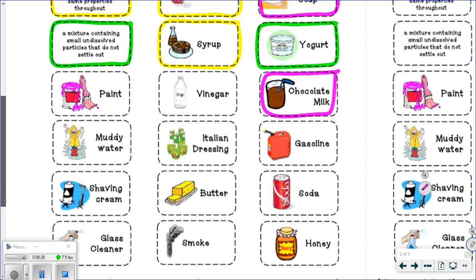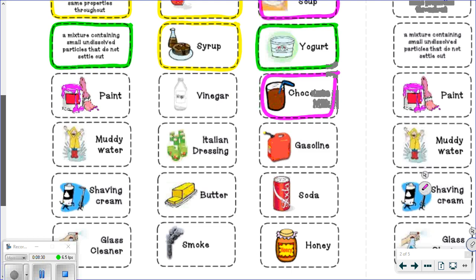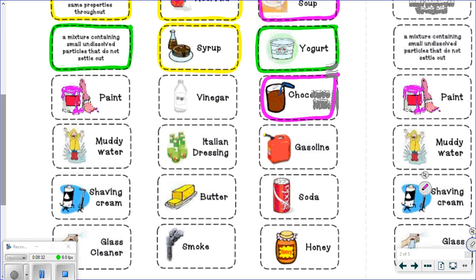Okay. Paint. I don't know how much painting you guys have done. But again, if you leave paint long enough, that's why if you go to the store with your parents, they put it in a little shaker, because it does settle out. So that would be a suspension. Muddy water would as well, right? If you left it sitting out, the dirt would go to the bottom. So that's a suspension.